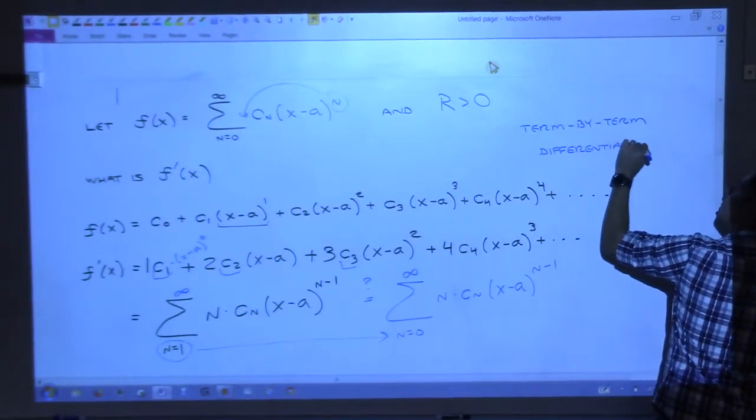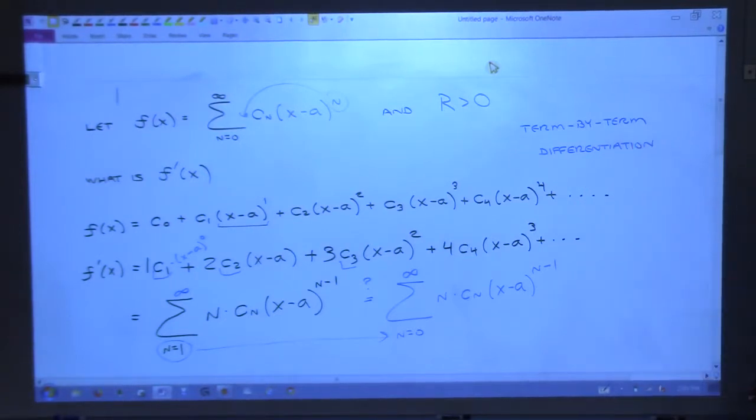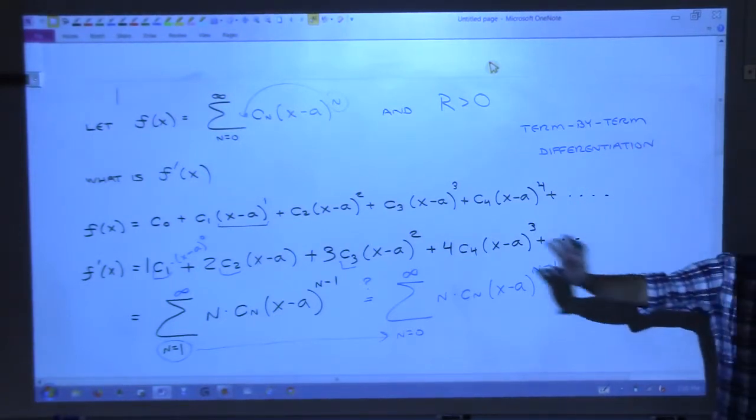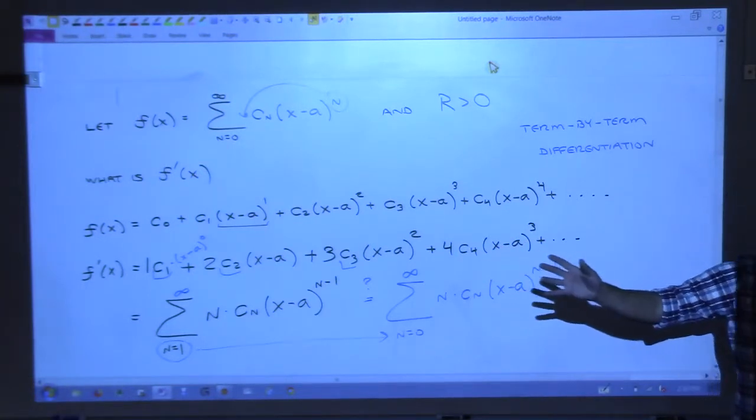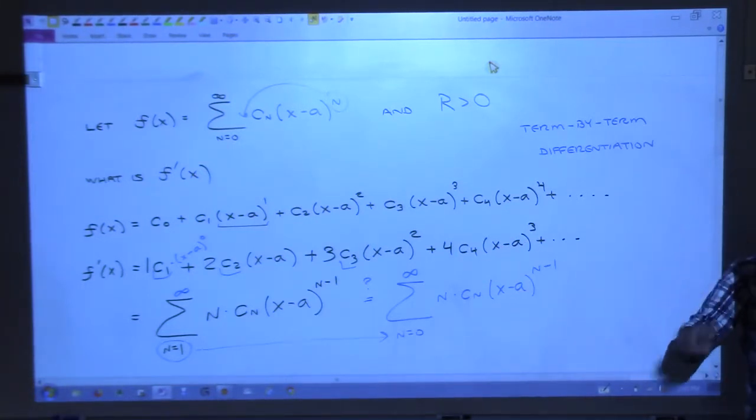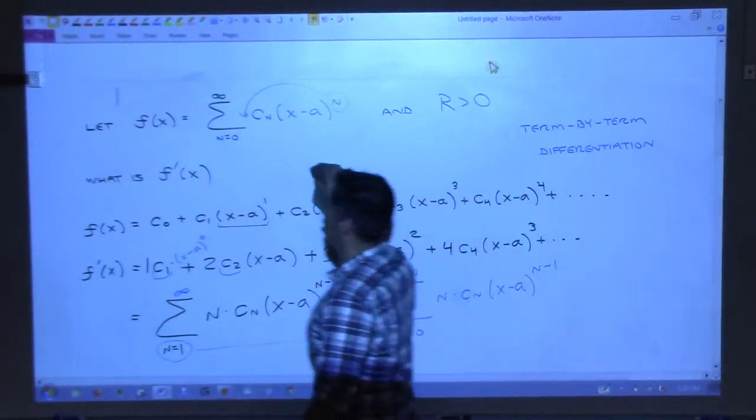All it's saying to you is what you already knew coming in here, and that's if you've got a bunch of terms separated, right, addition, subtraction, that you can differentiate term by term, even if it's an infinite series. Well, what do you think we can say about integration? What would you hope for?